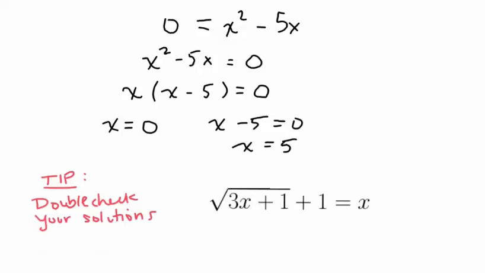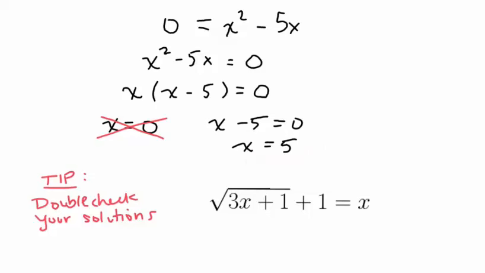Remember that the act of squaring both sides of our equation might create extra solutions that we don't want to consider. So we are going to have to double check these solutions. First, if we substitute in x equals 0, we're going to get square root of 1, which is 1, plus 1, which is 2, but over on the right-hand side we get 0. So x equals 0 is not a possible solution of our equation.